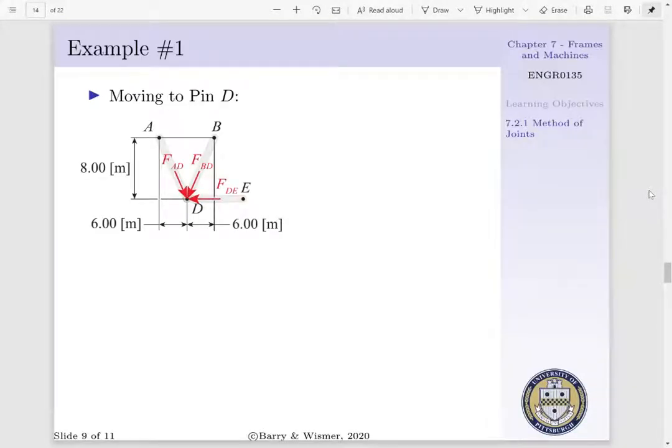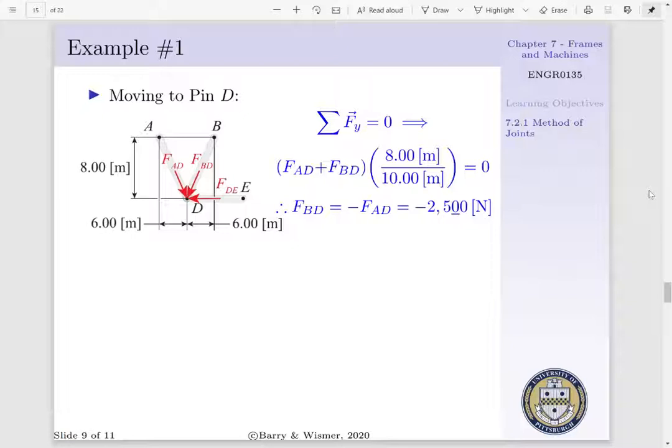Next, we can progress to pin D. We'd have FAD, FBD, and FDE acting on the pin. If we take the summation of forces in the y direction, we'd have FAD plus FBD, and both are multiplied by sine of the angle, which we found to be 8.00 meters per 10.00 meters. Thus, we'd have FBD is equal to minus FAD, and FBD is equal to minus 2,500 newtons.